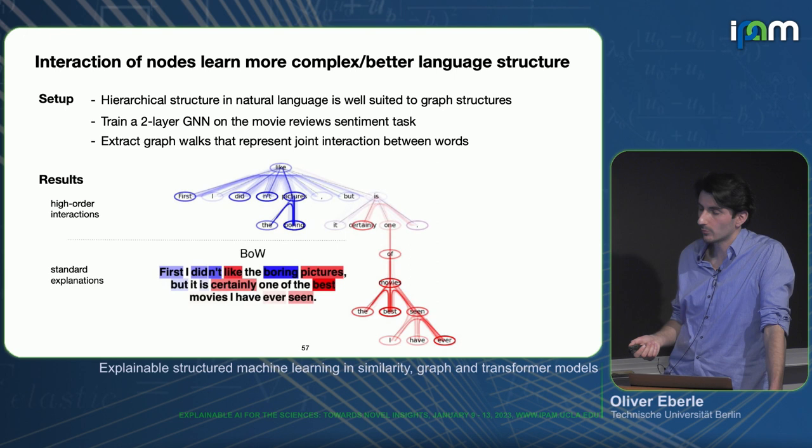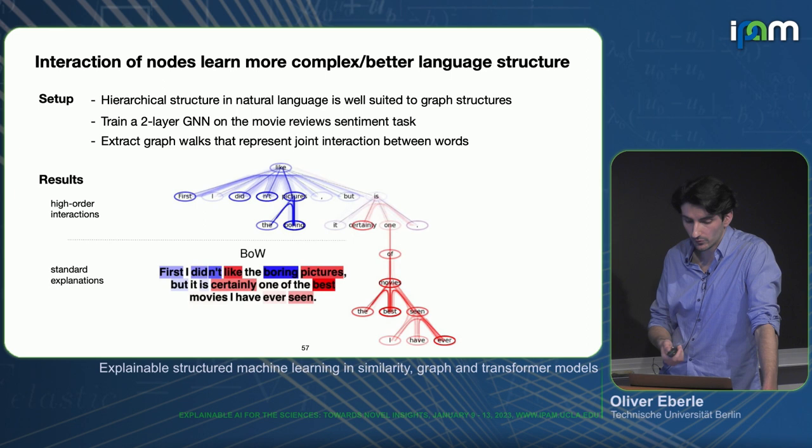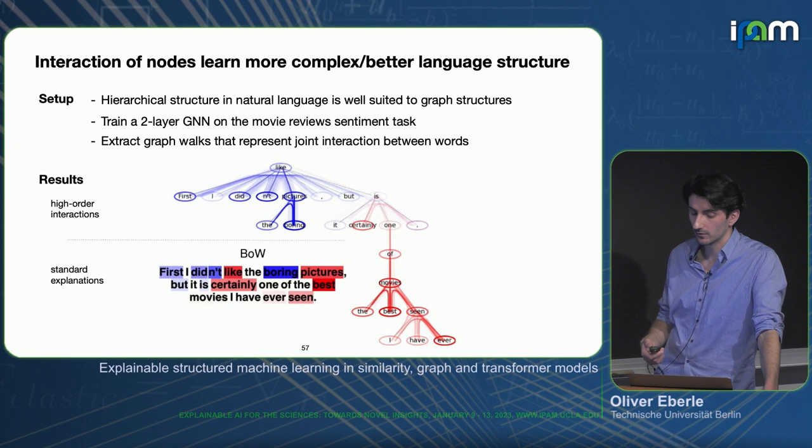So here, for example, this whole first part of the sentence, "I didn't like the boring pictures", is contributing negatively because it has learned that the negation of "didn't like" turns the whole sentence negative. Whereas the second part of the movie review, "but it's certainly one of the best movies I've ever seen", contributes positively. So you get a much more fine-grained explanation that suits the complexity we see in language.